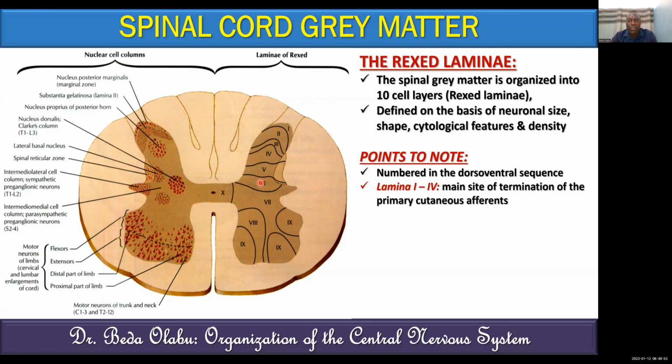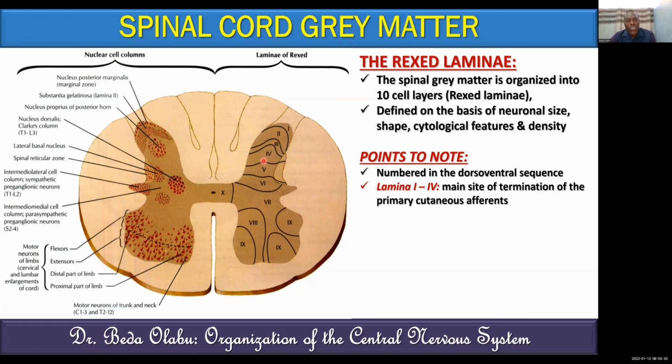Now, in particular, lamina 1 to 4 are the ones which represent the peripheral parts or the tip of the dorsal horn, the elongated tip of the dorsal horn. This lamina 1 to 4 is the main site of termination of first-order sensory neurons. The first-order sensory neurons are the neurons which enter the spinal cord from their peripheral receptors. So lamina 1 to 4 are the main site of termination of the first-order sensory neurons.